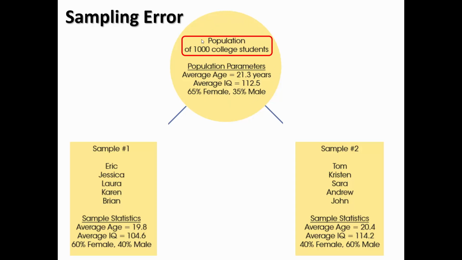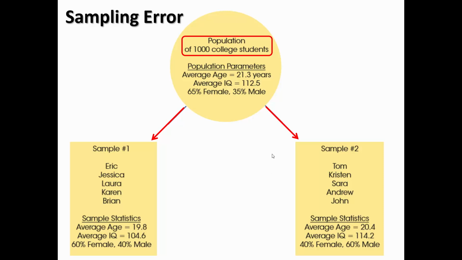Now, if we want to take a small subset of this population, we do this on the left-hand side. Here we take one sample of 1, 2, 3, 4, 5 of those college students. So our sample size, which is the first statistic we provide, is 5. From that we calculate the average age, in this case 19.8. The average IQ is 104.6, and this sample was made up of 60% females and 40% males.